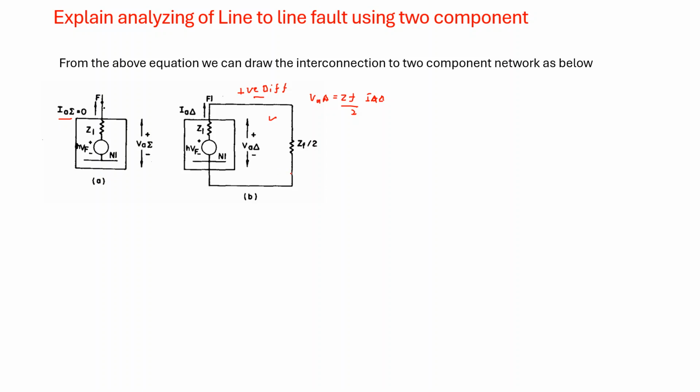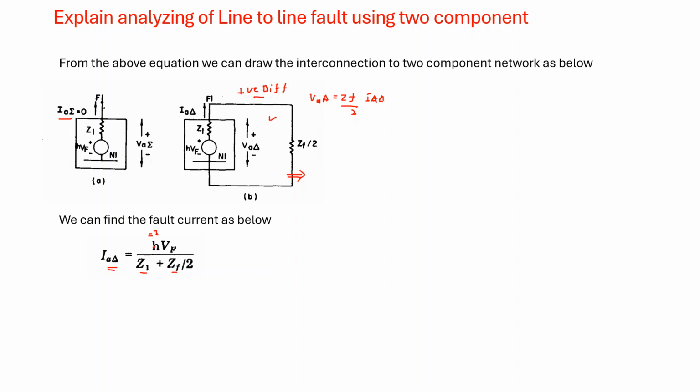Now from this network, we can find this fault current I delta as H VF divided by Z1 plus ZF by 2. Okay. Now H is equal to 1 as already told, and VF is the Thevenin voltage seen from the fault point, and Z1 is positive sequence impedance and ZF is the fault impedance.